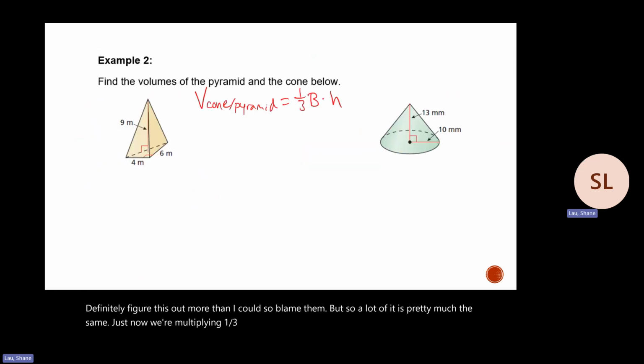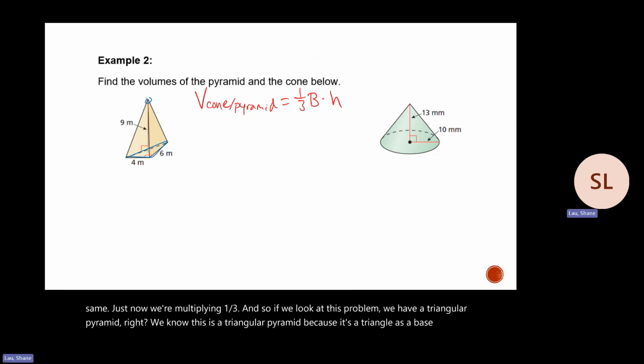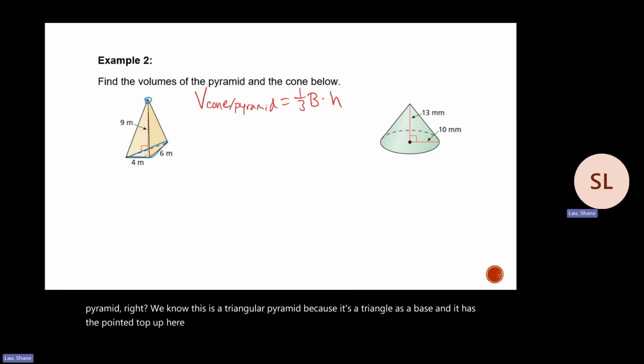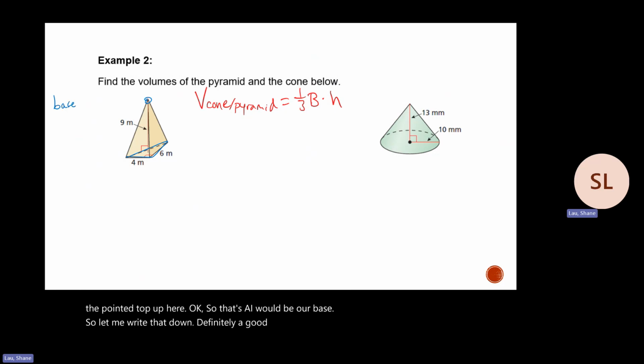And so if we look at this problem, we have a triangular pyramid, right? We know this is a triangular pyramid because it's a triangle as the base, and it has the pointed top up here. Okay, so that has got to be our base. So we write that down. Definitely a good idea anytime you're doing any kinds of problems like these.